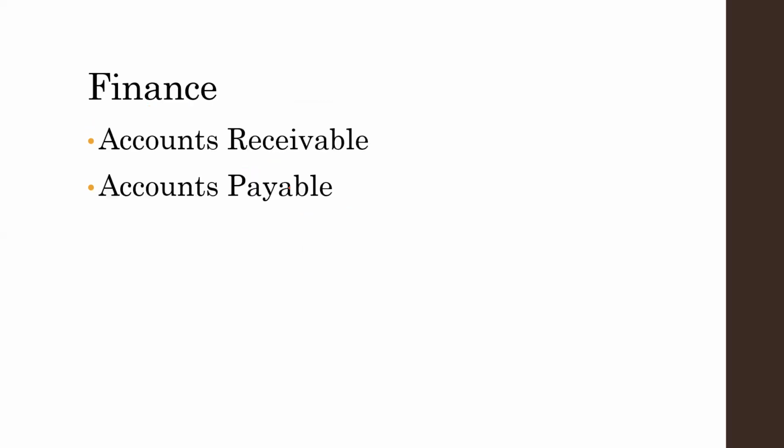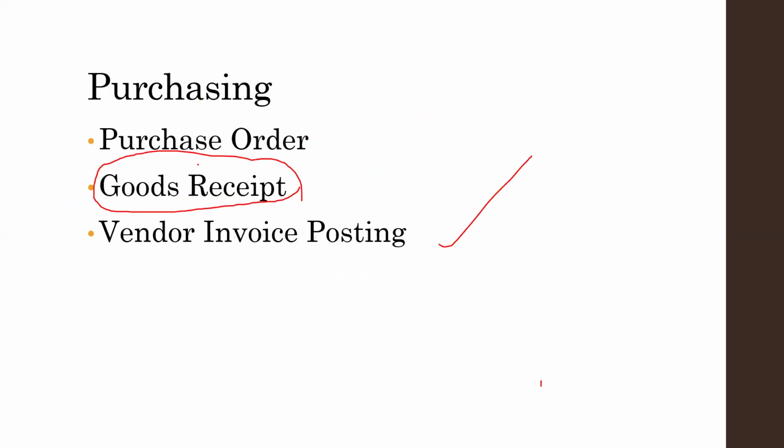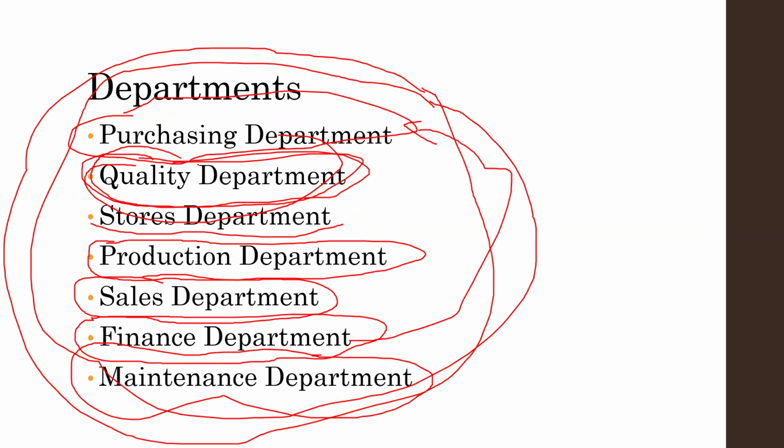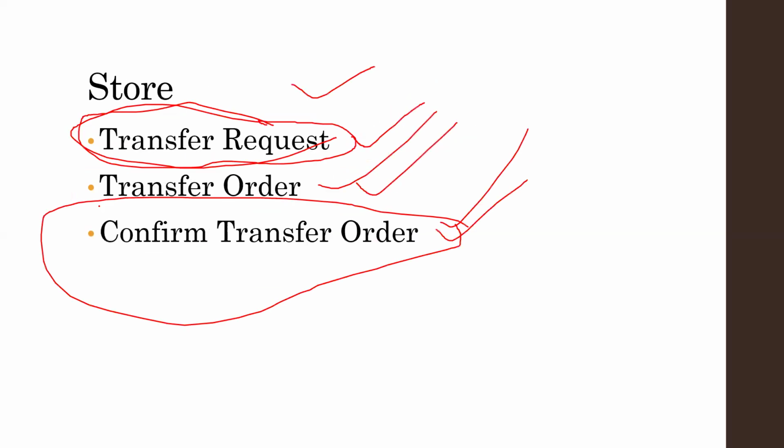Next, accounts receivable. Once they sell it to the customer and the material has been sold, the money comes in as accounts receivable, bills receivable. And here, bills payable to the vendor through material management: vendor invoice posting, and payment to the vendor.